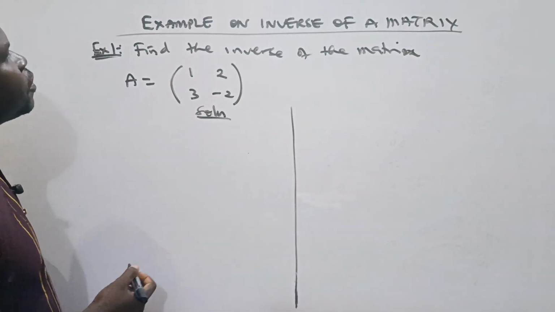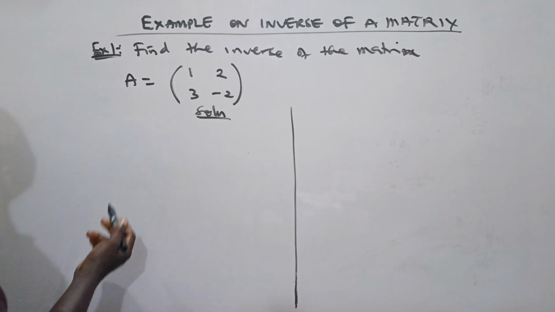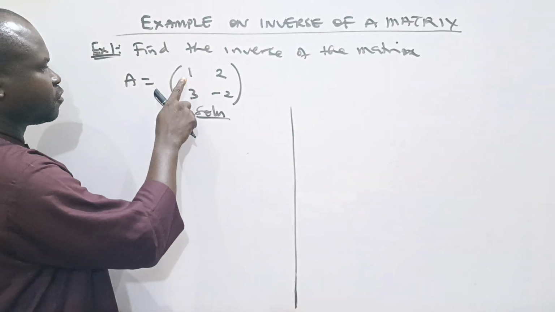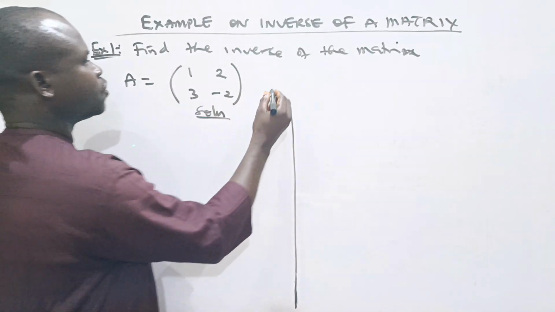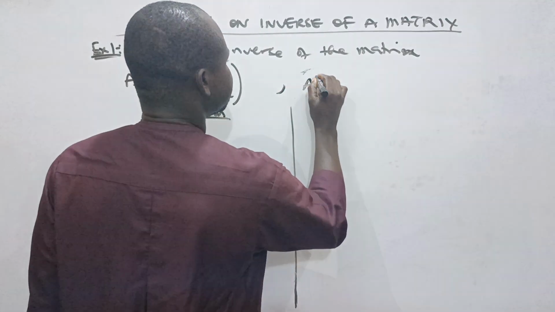Today, we want to look at an example on the inverse of a matrix. In this case, we have a 2 by 2 matrix. That is, matrix A is given as 1, 2, 3, minus 2. So we want to find the inverse. The inverse of A is denoted as A inverse.